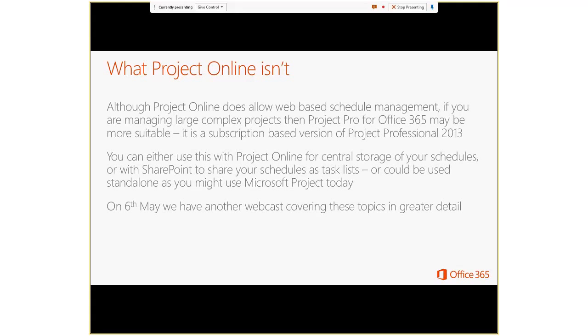So you can either use Project Pro for Office 365 with Project Online, or you could just use it standalone in the way that you'd use Project Standard, or you could combine it and use it with SharePoint and save your projects as task lists to SharePoint with no Project Online in the equation at all. We'll clarify how that all fits together in 2 weeks' time when we drill in more on Project Pro for Office 365.